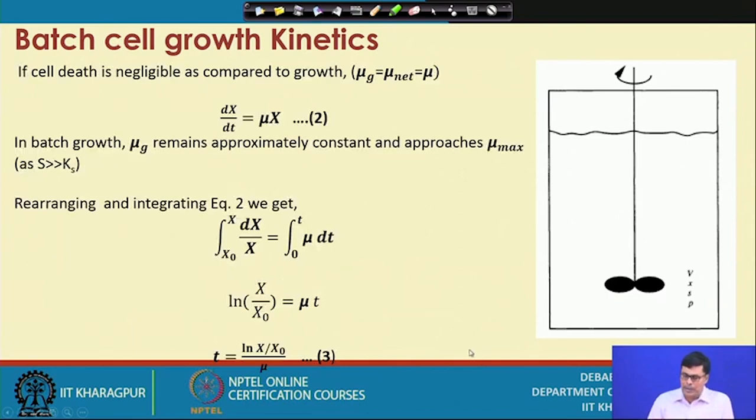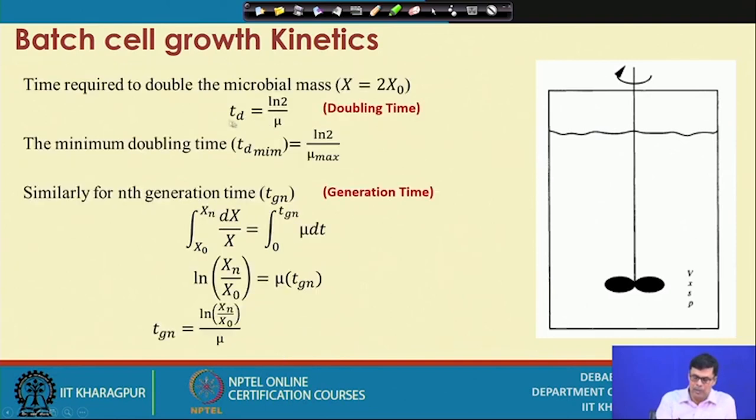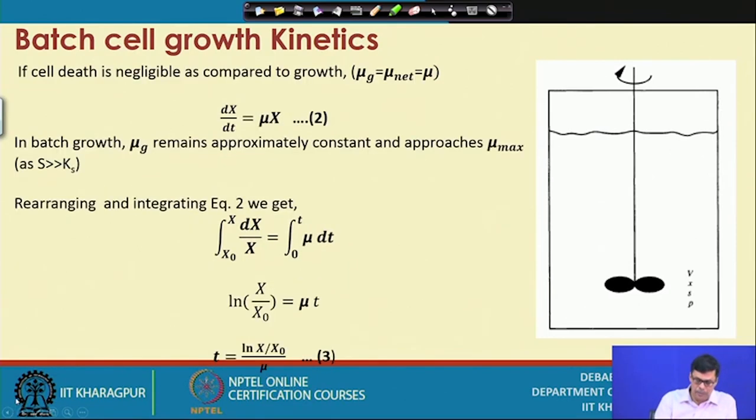Now, how can you find out the time required for changing the cell mass from x0 to x? This is a very simple way we can do that. We know mu equal to 1 by x dx by dt, so we can write it in this form.